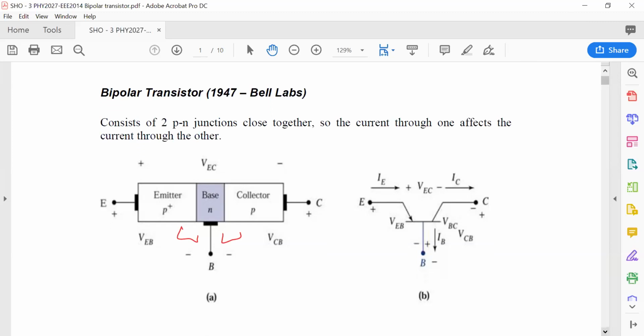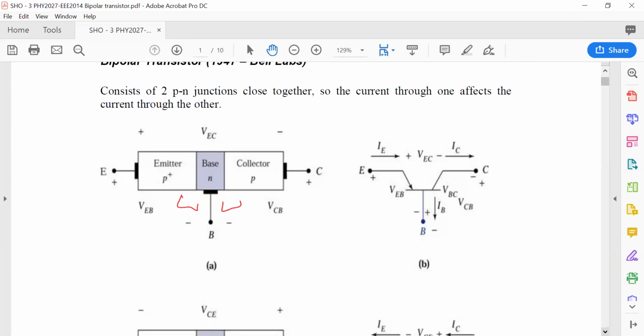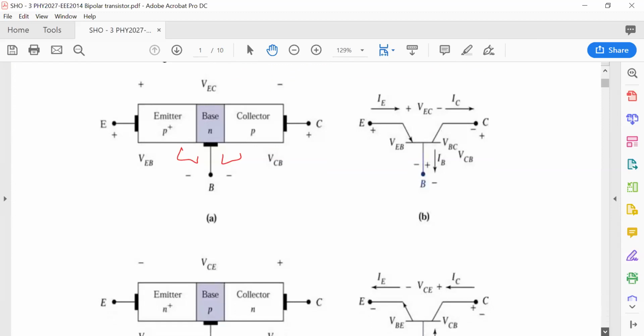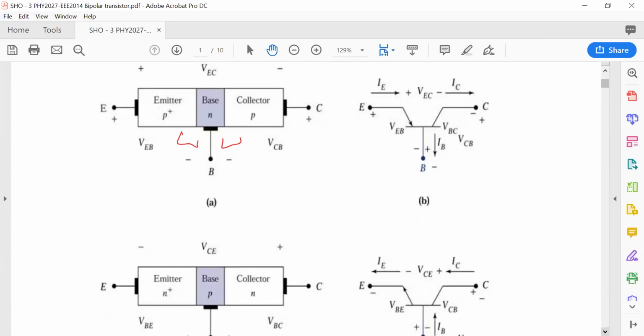Well, there are two main types of bipolar transistor that you can get. One is a PNP transistor, which is this first one at the top, and it's called a PNP because it has p-type doping in the emitter and collector, and n-type in the base region, which is in between the emitter and collector.